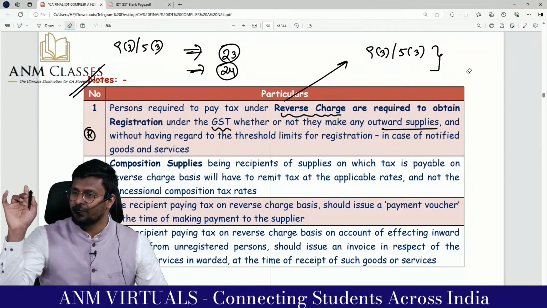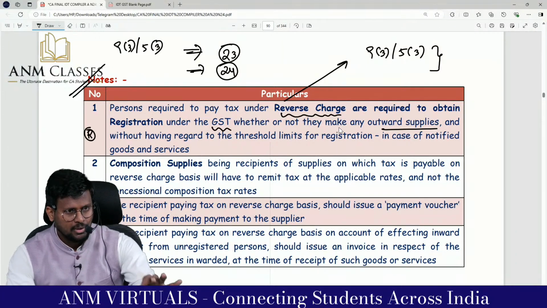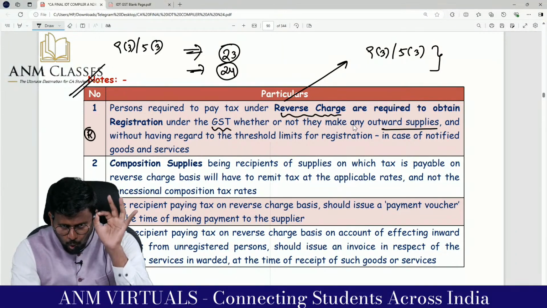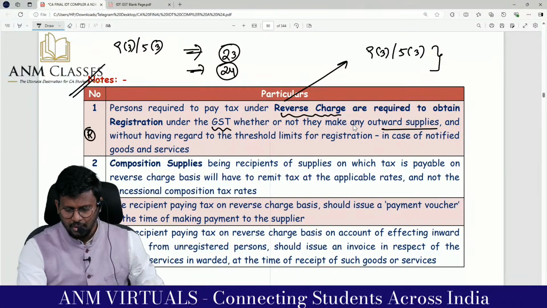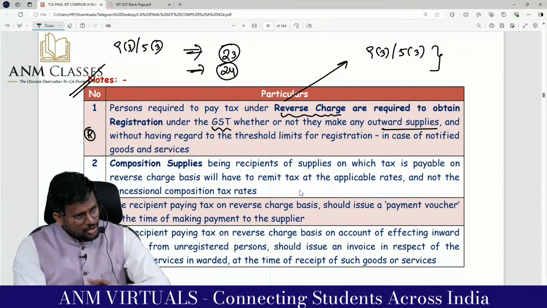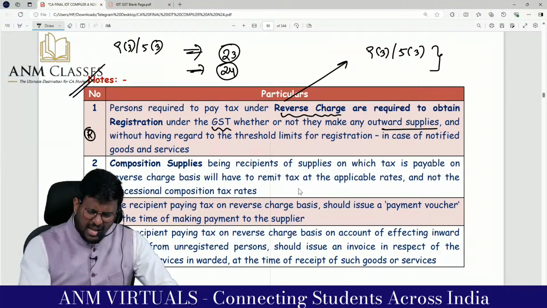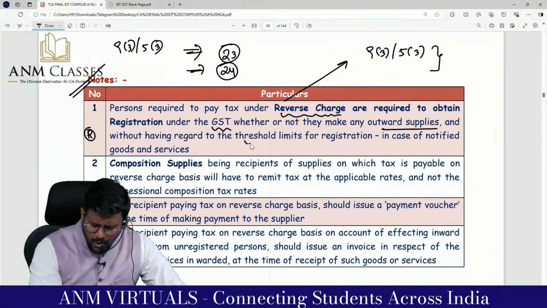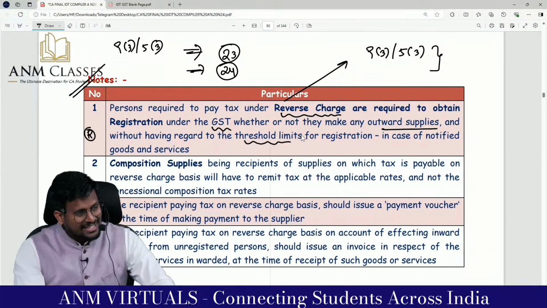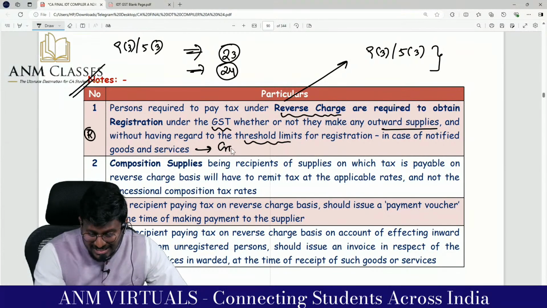Are you all ready with me? So persons required to pay tax under reverse charge. This point should cover only 9(3) or 9(4) recipients who are required to obtain registration under the GST, whether or not they make any supply, and without having regard to the threshold limit. That is in case of notified goods or services. This notified goods or services means such services.